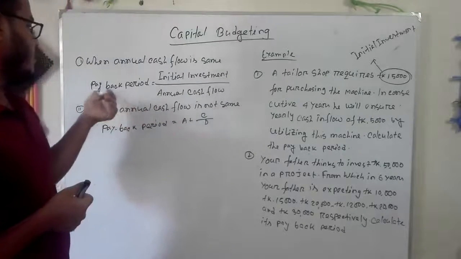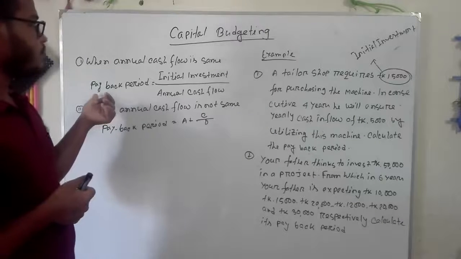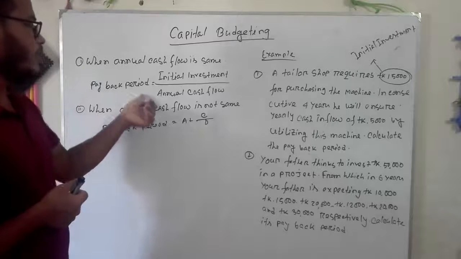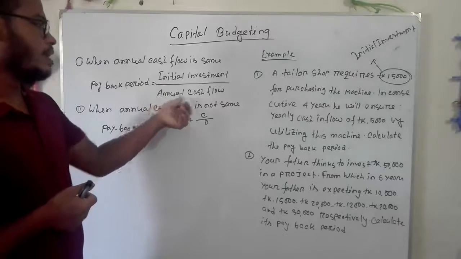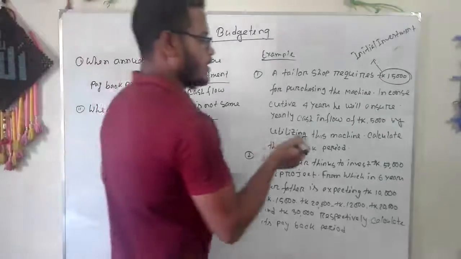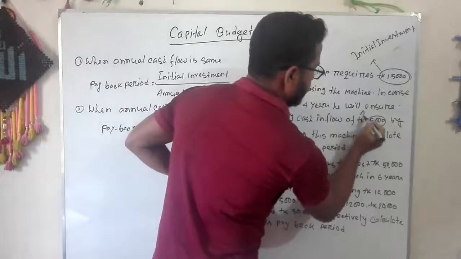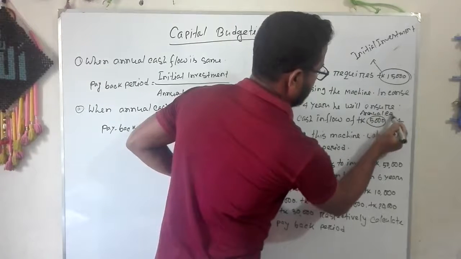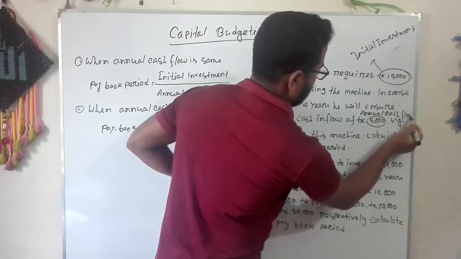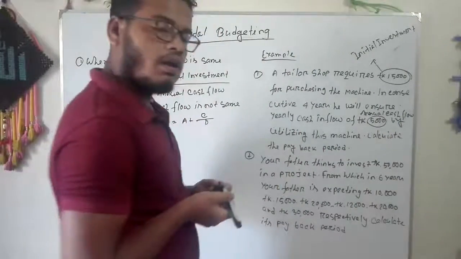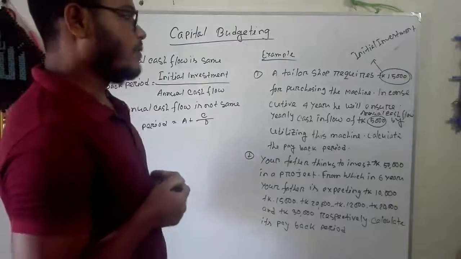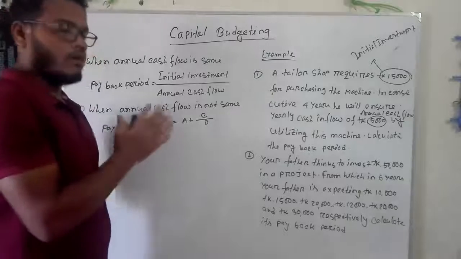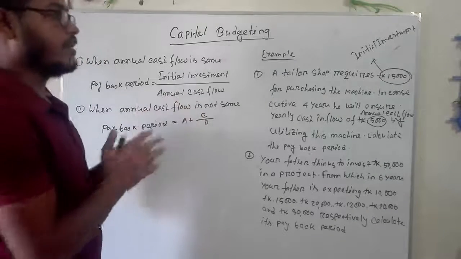So dear student, you can also see the whiteboard. I have also mentioned the first formula here. The payback period is equal to initial investment divided by annual cash flow. So here it's called the annual cash flow. Now I am applying this formula to solve this mathematical problem.